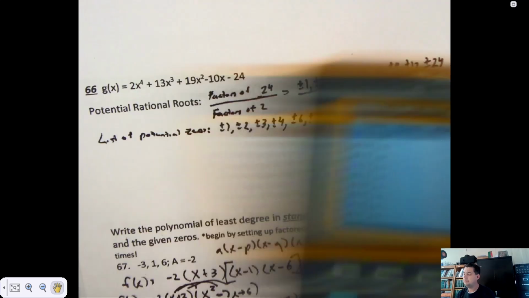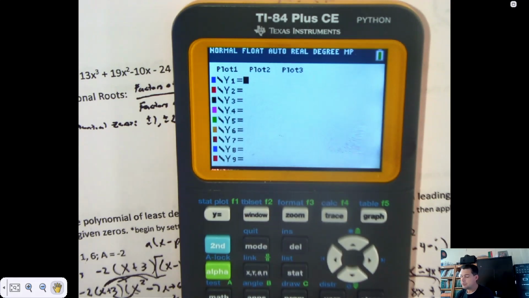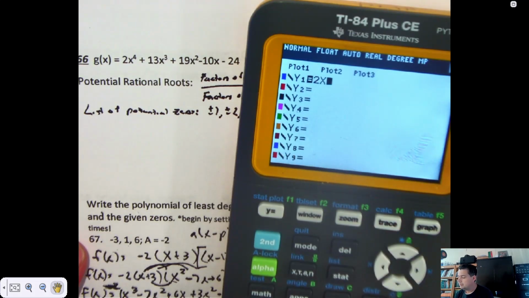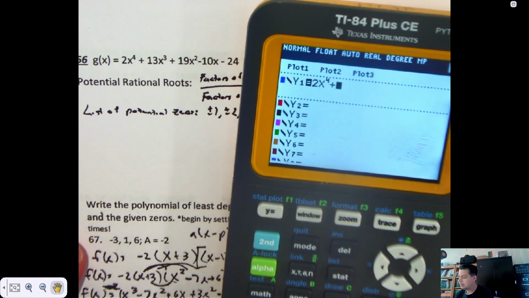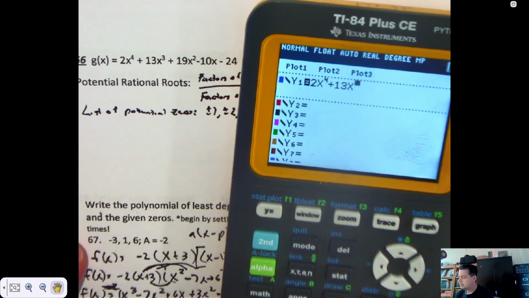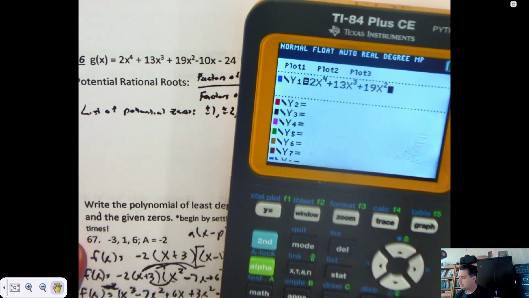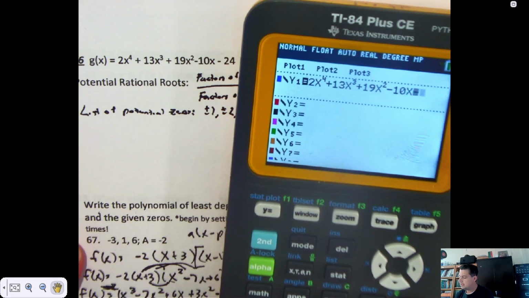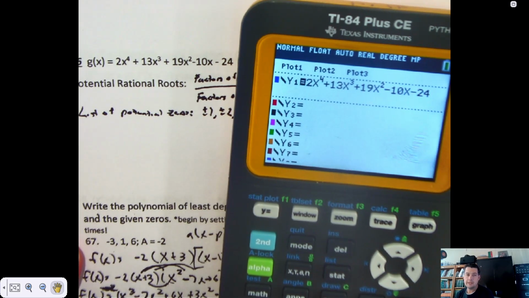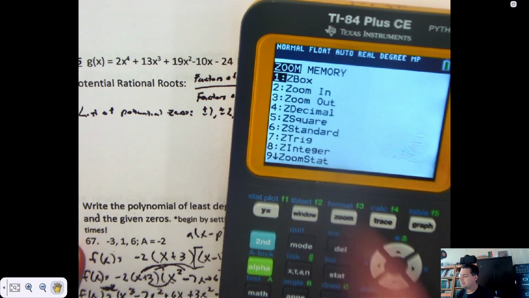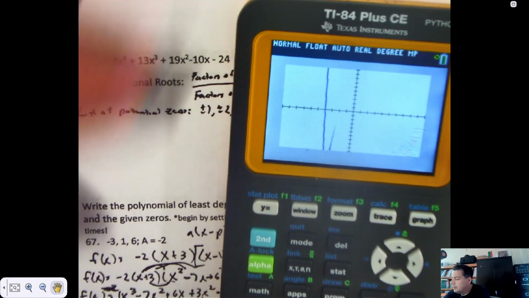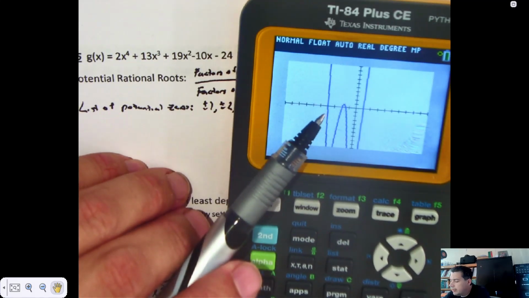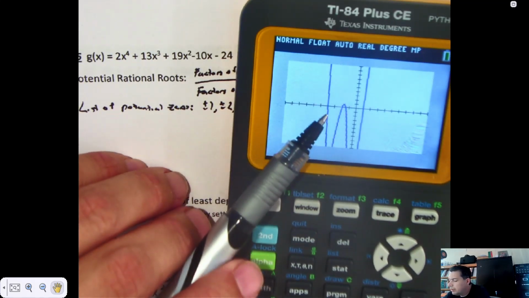So I'm going to cheat a little bit. I'm going to pull up my TI-84. I'm going to graph the function because I know that zeros happen when I cross the x-axis. Some people like looking at tables. I like to look at the graph, but I'll also look at the table so you can understand, because I think it helps. Zoom 6.